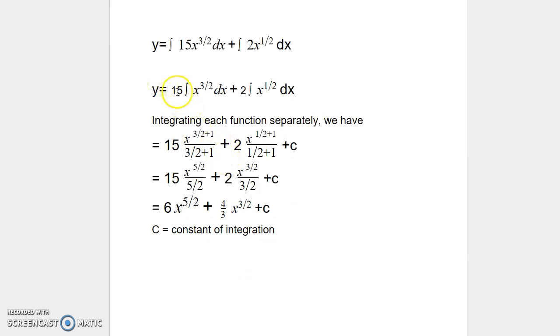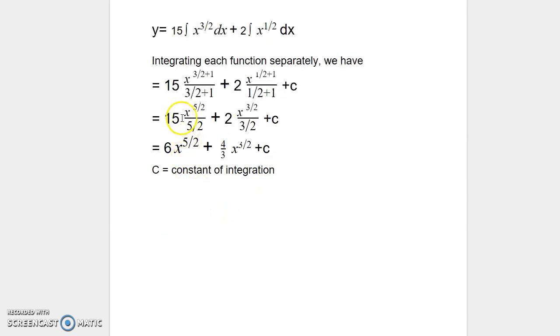So 15 times the integral of x to the power of 3 over 2 dx can be written as 15 times x to the power of 3 over 2 plus 1. In our case, n is equal to 3 over 2. It is a fraction. So divided by whatever we have in the power term, we're going to write that in the denominator, 3 over 2 plus 1, n plus 1, plus 2 times the integral of x to the power of half dx. When we use the power rule on it, it translates to x to the power of 1 half plus 1 divided by 1 half plus 1. In this case, n is equal to 1 half.